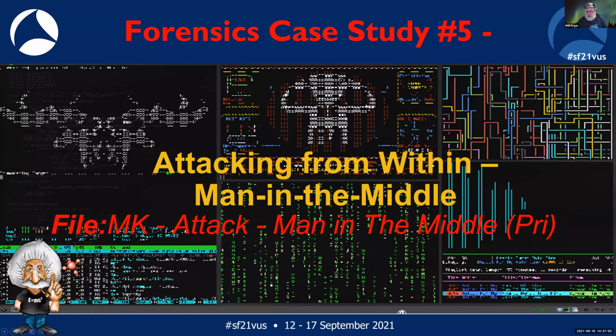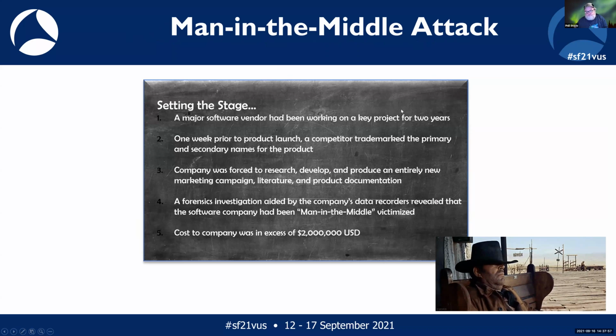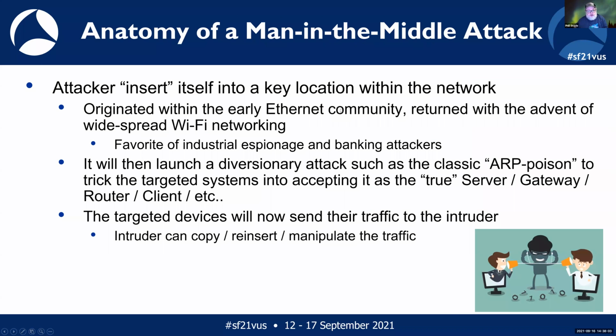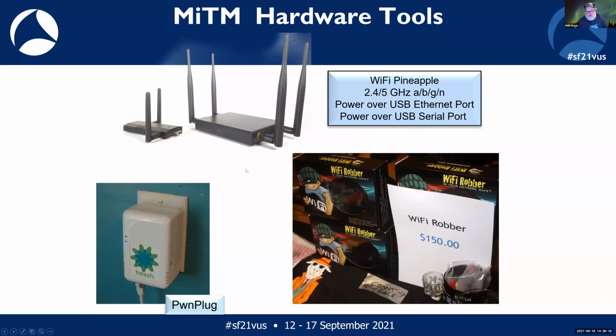Man in the middle. This one hit a company I used to work at, and it cost us a couple of $1 million. Basically what they did, they inserted themselves into the network. They gained access to an unencrypted overhead projector, and they were basically sitting in on all the meetings and copying the presentations.